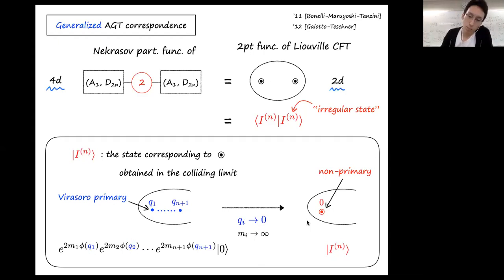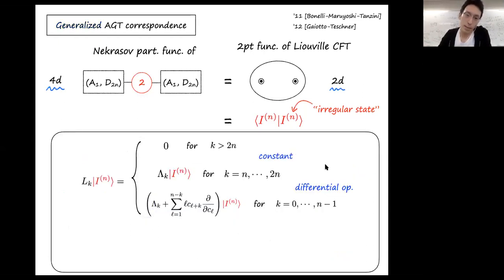In principle, you could identify the action of the stress tensor, or Virasoro algebra, on this irregular state, because we know how the Virasoro algebra acts on the Liouville state. So we just need to keep track of the action of the stress tensor in this colliding limit. I will not show you the derivation, but the result is something like this. The Virasoro generator L_k acts on this irregular state like this. If k is larger than 2n, it's zero, so it just annihilates. But if k is between n and 2n, it's an eigenstate equation.